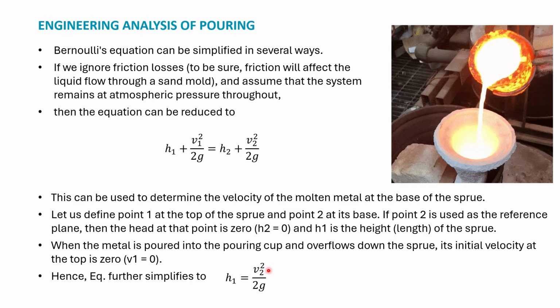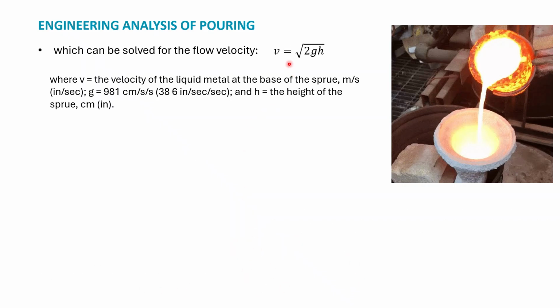Okay, so this will be the equation. I can rearrange it, and then we can simply find that the velocity at the bottom is equal to the square root of 2gh. V is the velocity of the liquid metal at the base of the sprue, in meters per second. g is 981 centimeters per second squared, and h is the height of the sprue in centimeters. Okay, now we know how to find the velocity.